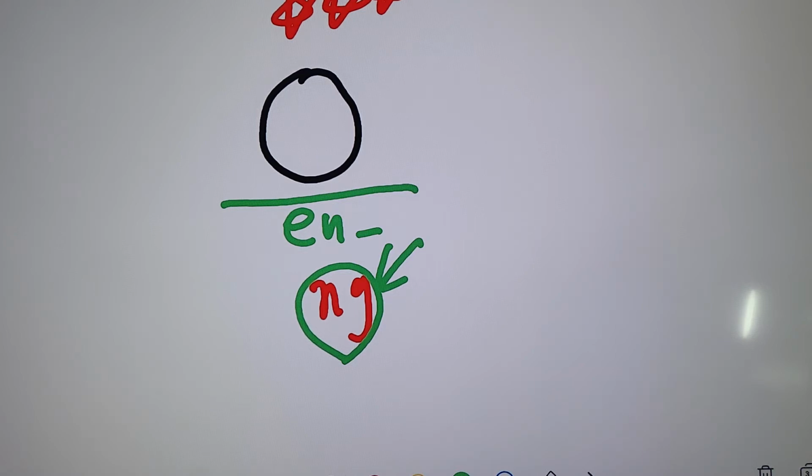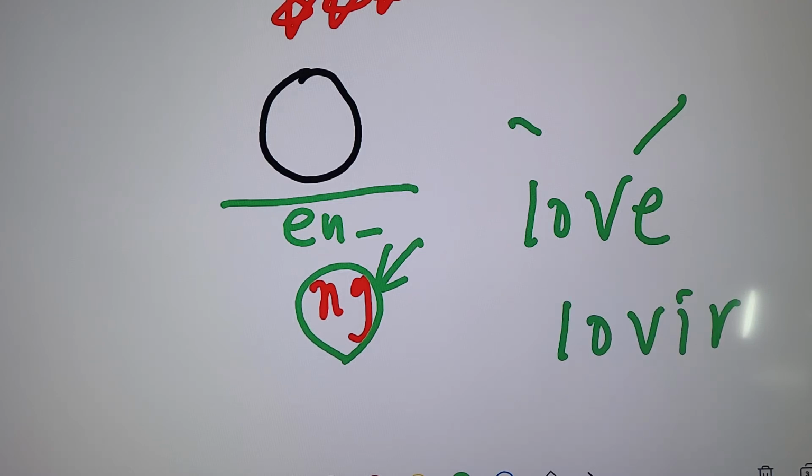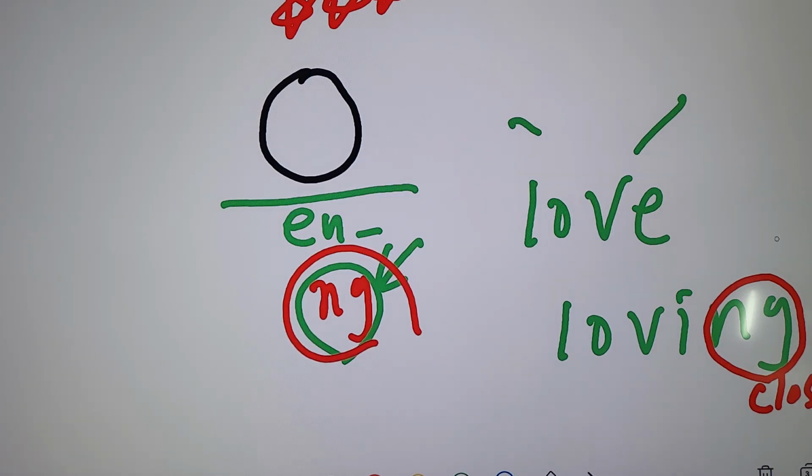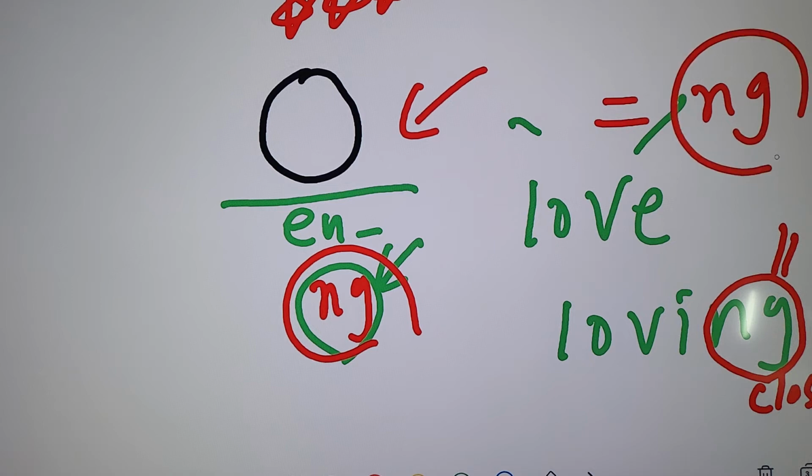In English, for example, the verb love, when you're making the continuous form, you're making loving, right? So it finishes with the ng sound, right? This one is a closing sound only, right? This one is exactly the same as the ng equivalent. So remember this circle consonant is equivalent to the ng sound, yeah, ng sound, closing sound only, right?